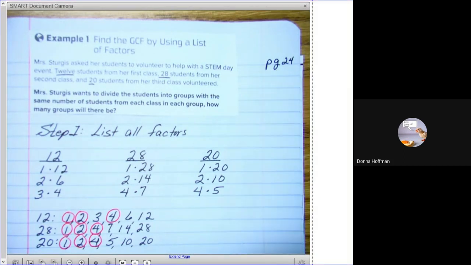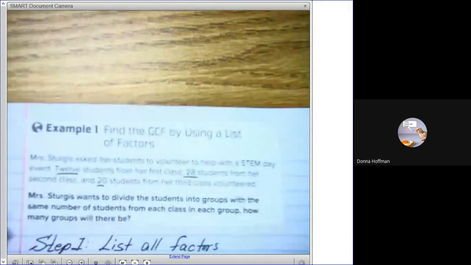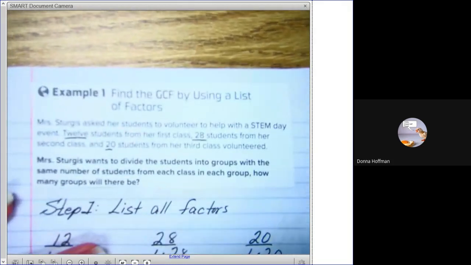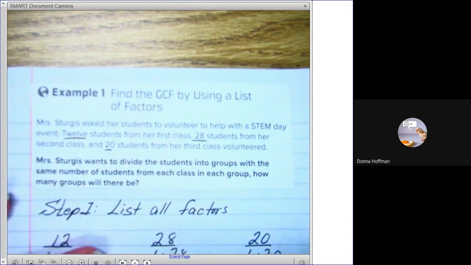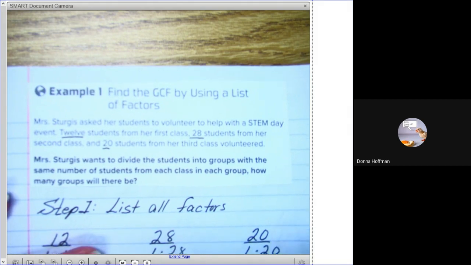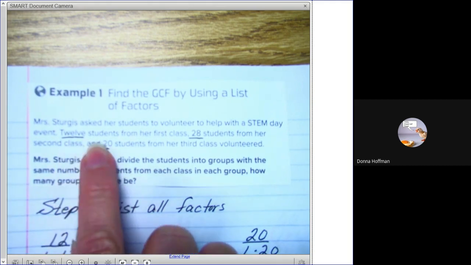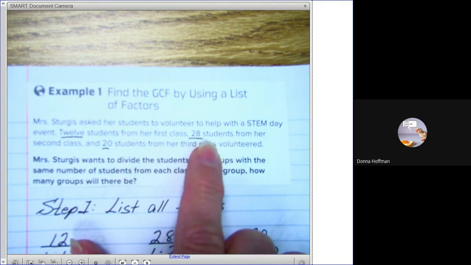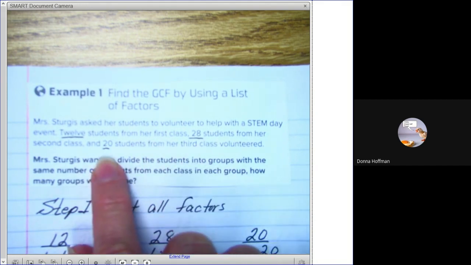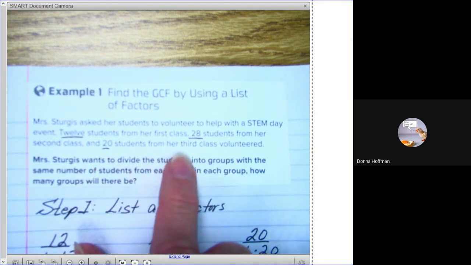The very first example on there is a word problem about Mrs. Sturgis. She wants to divide students into equal groups with the same number of students from each class in each group. And how many groups will there be when she has volunteers to help with a STEM project for the day? So she has 12 students from her first class. She's got 28 students from her second class and 20 students from her third class.